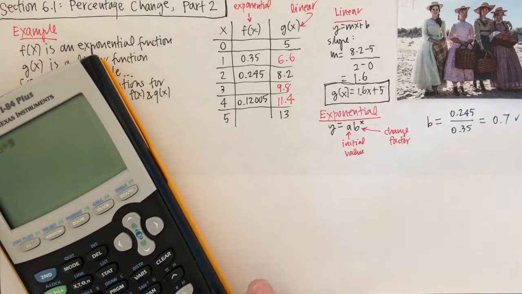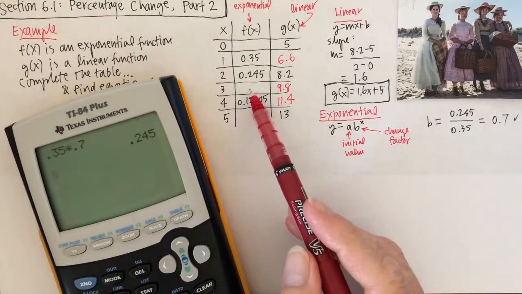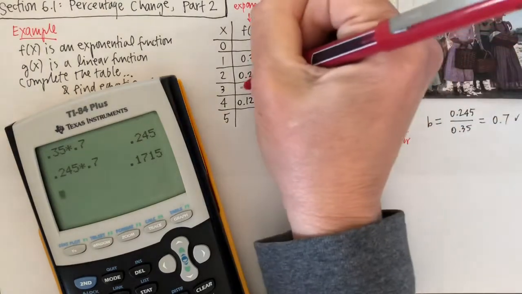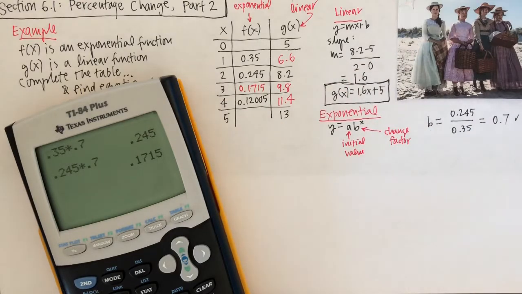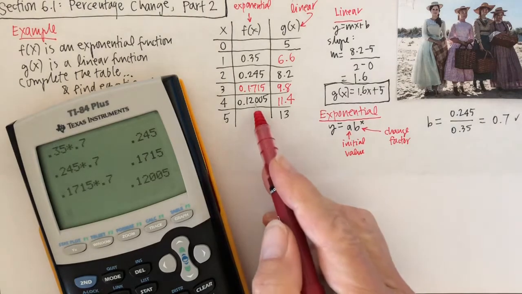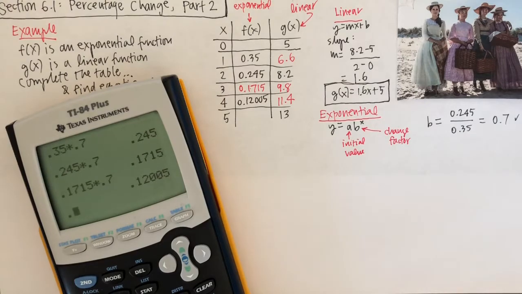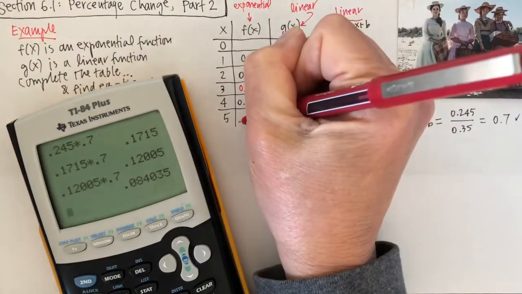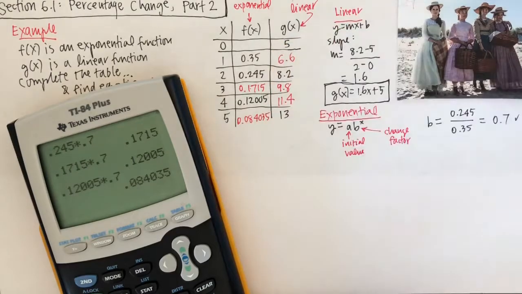0.35 times 0.7 gets me the 0.245. To get to the next one, I would just multiply 0.245 times 0.7. That gives me 0.1715. I'll just check that I'm right in line. Multiply that by the change factor. And yep, I got the number I should have gotten. And I'll keep going and get the next one. So 0.12005 times 0.7 will get me... good. So I filled in all these.